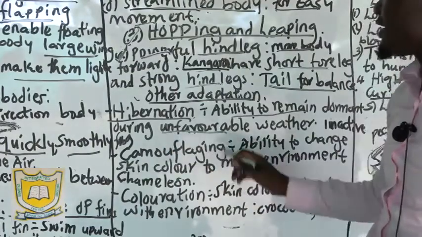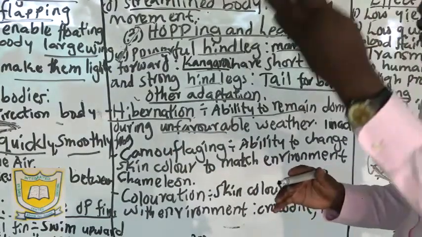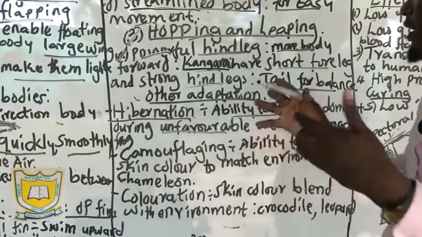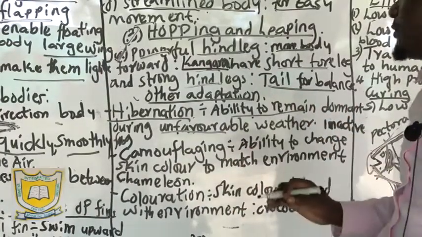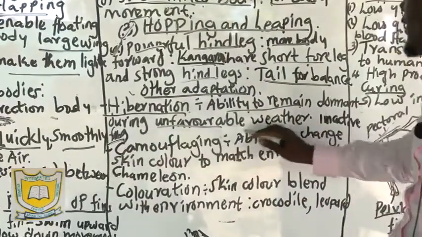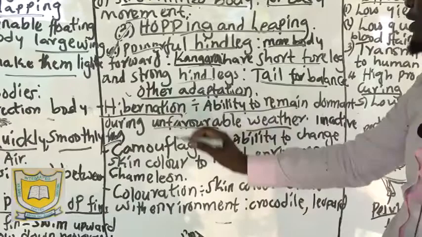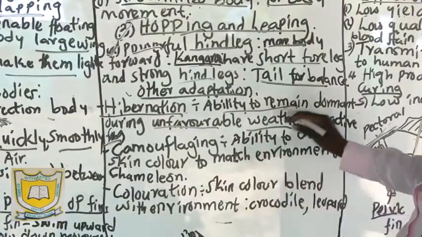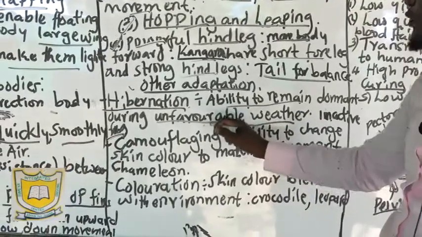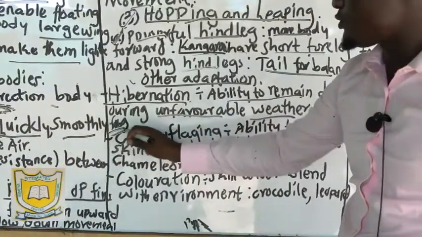When the weather conditions are unfavorable, either we have so much heat or so much cold, you get that the animal becomes inactive. Their body cells and enzymes become inactive. This one helps it now to survive during the unfavorable weather condition. So hibernation is the ability of the animal to remain dormant during unfavorable weather condition. An example of an animal that hibernates is a frog.